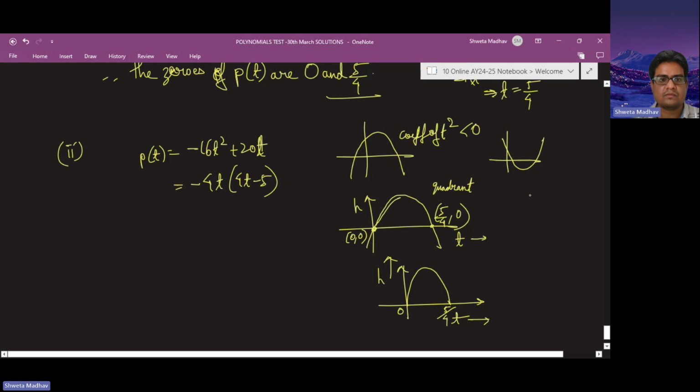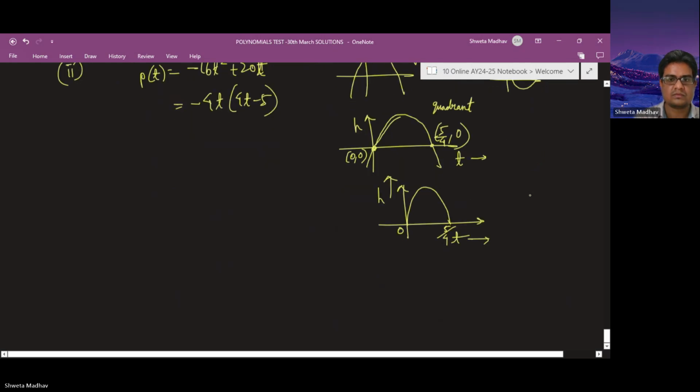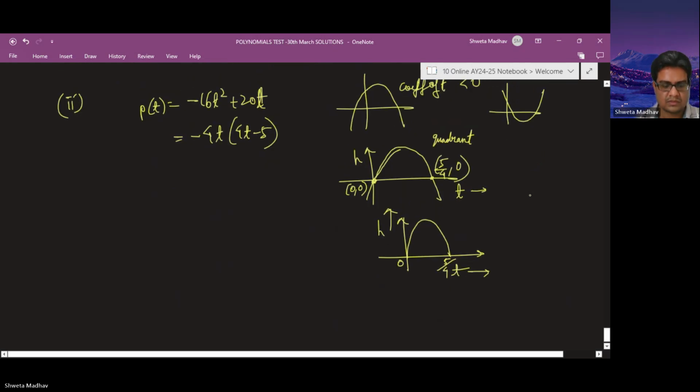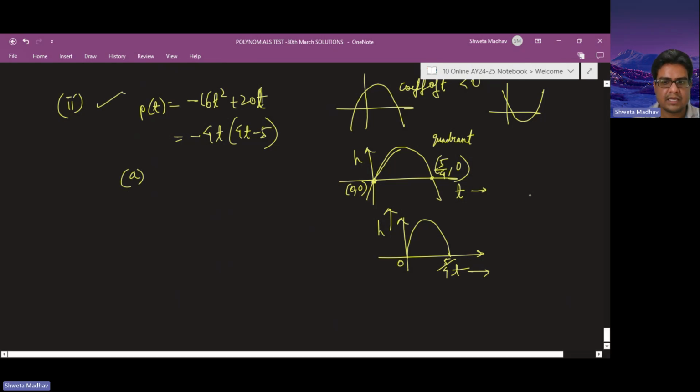Zero and 5 by 4. So in the second one, option A is the correct answer.